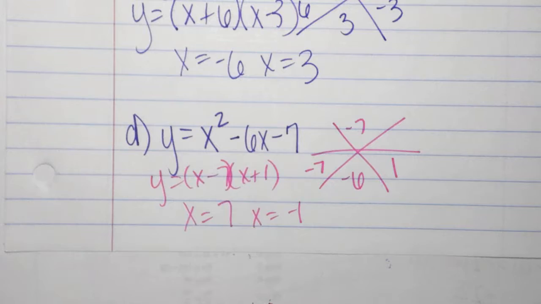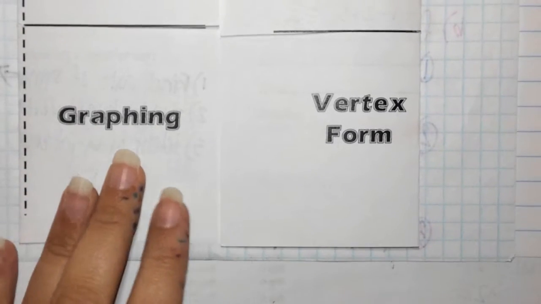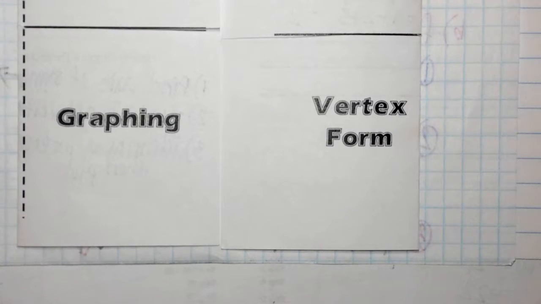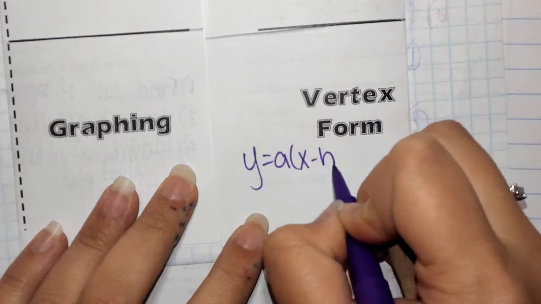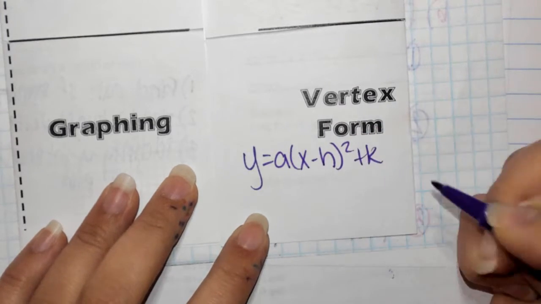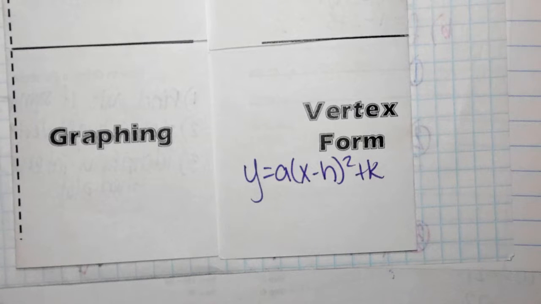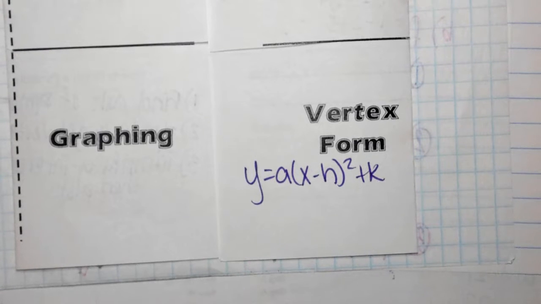Alright. Last part of what we're learning today, you need this guy. Vertex form. We're learning how to write in vertex form. I heard you say vortex. Everybody knows. The people across the hall know what's going on.